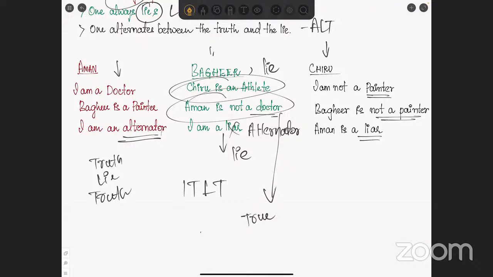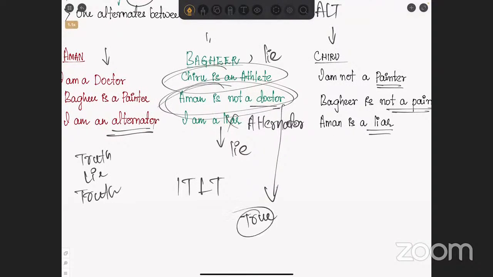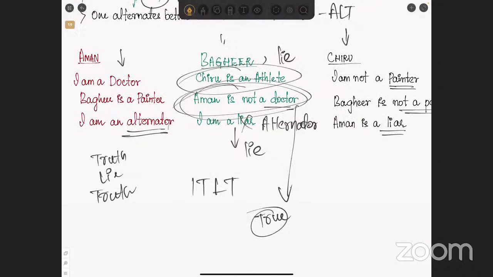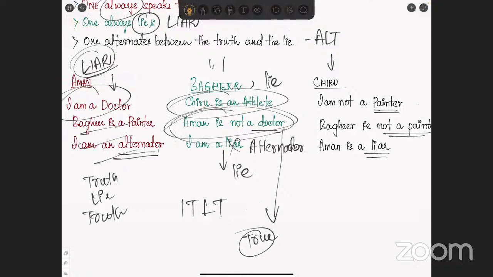So therefore, his middle statement, that is Aman is not a doctor, is in fact true. If Aman is not a doctor and Aman says that I am a doctor, obviously Aman is a liar. Aman is not telling the truth. Whatever he says is a lie. Then one person is a liar, one person is an alternator. Then what about the other person? Chiru obviously is the truth teller. So what is Chiru saying? He is not a painter, which is true.